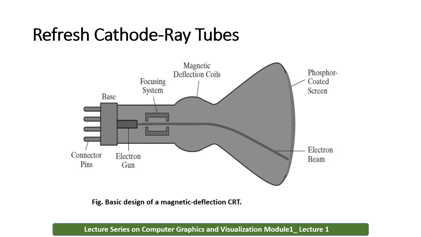Once they hit the phosphor coated screen, it produces the on and off of the illumination. If it gets illuminated, that pixel is illuminated, or else it will be in an off condition. So this is the basic design of a magnetic deflection CRT.